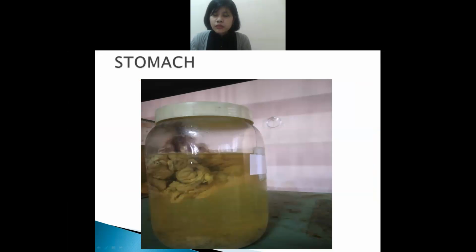The next is the stomach. I couldn't show it in a proper way, but as far as I could, I have clicked it, and this is the picture of the stomach. So this is the stomach.